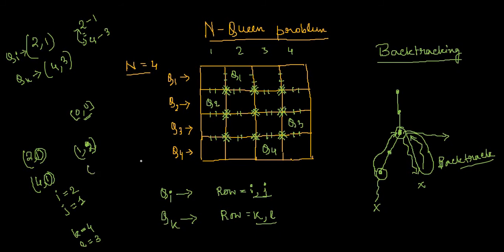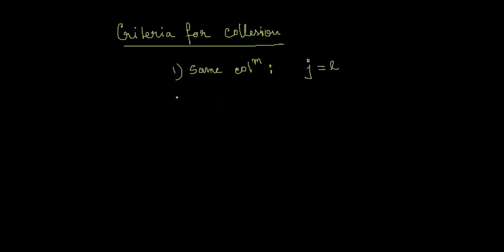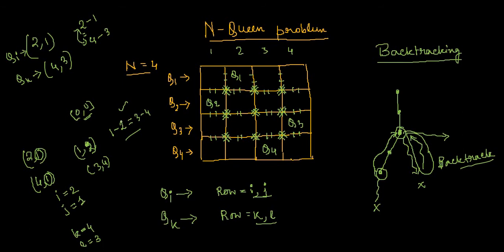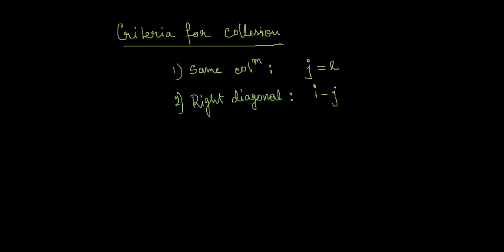And for queen 3, it will be 3, 4. And you see 1 minus 2 equals 3 minus 4, correct. So that means if we consider the second option, that is the right diagonal, you can say I minus j. What does it mean? I minus j equal to k minus l.